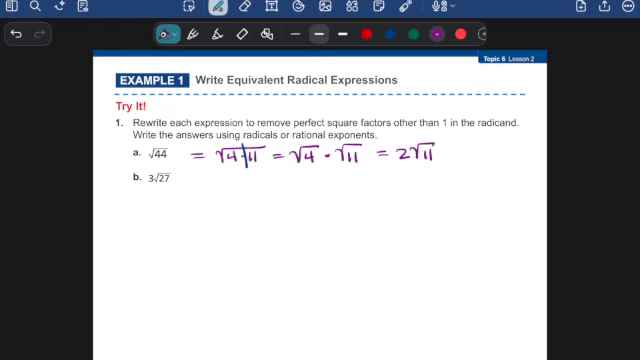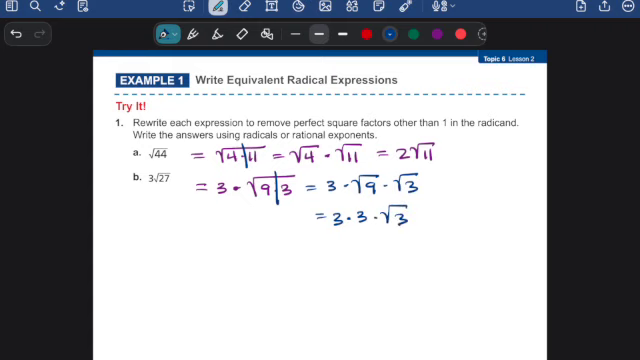Letter B, we have 3 times, I'm going to separate that, times the square root of 27. What are factors of 27? 9 times 3. Is one of those a perfect square? Yes, 9 is a perfect square. That's what I want. Split the radical. So this equals 3 times the square root of 9 times the square root of 3. I separated it for a reason. What's the square root of 9? 3. And now we can simplify. What's 3 times 3? 9 times the square root of 3.